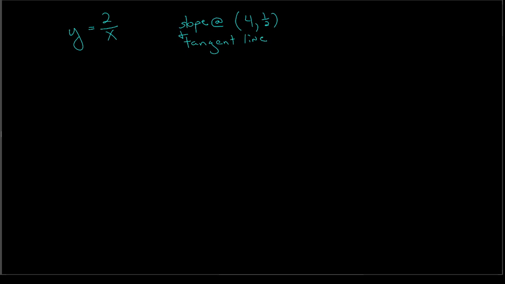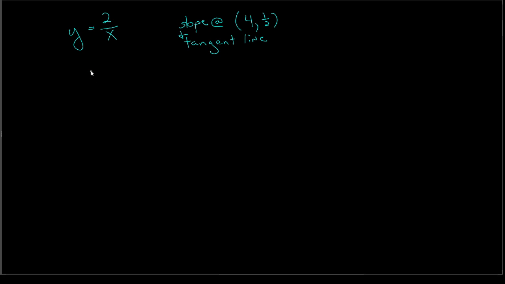All right, well, so we have this problem here from section 1 of chapter 2. And what we're going to do is use our difference equation to find the slope at the point (4, 1/2) of this function and the equation for the tangent line.